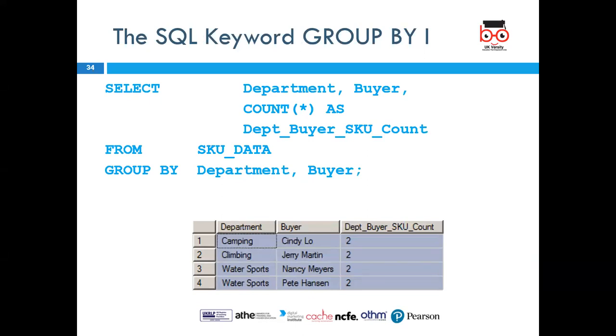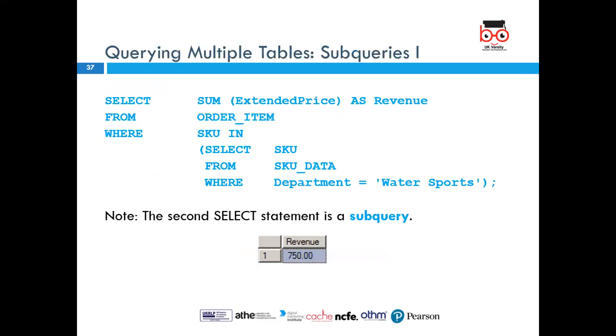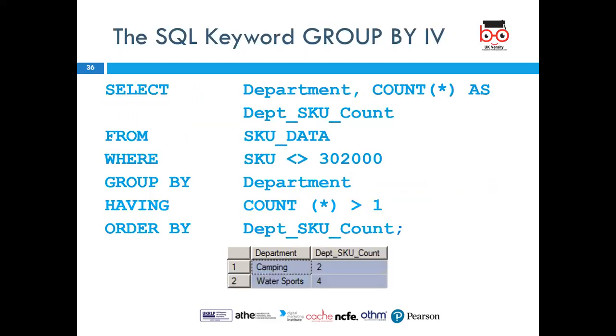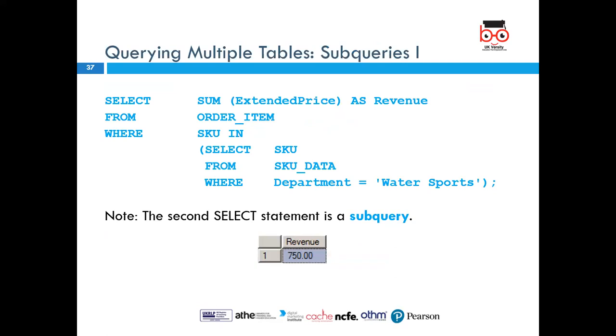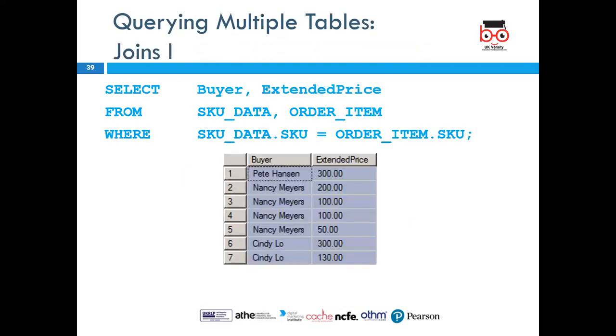So here's what we can do. We can also query multiple tables at the same time. So it is possible for us to do a sum where we're extracting from our order item table, and we can also extract from our department table. There are different types of queries that can be done.